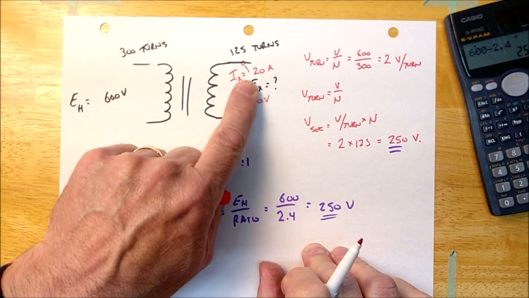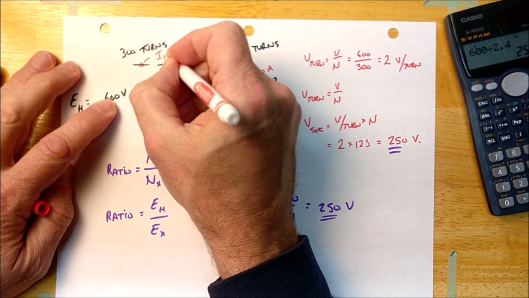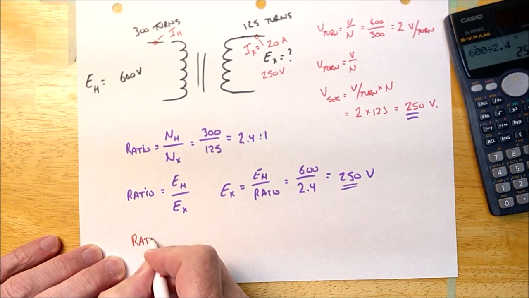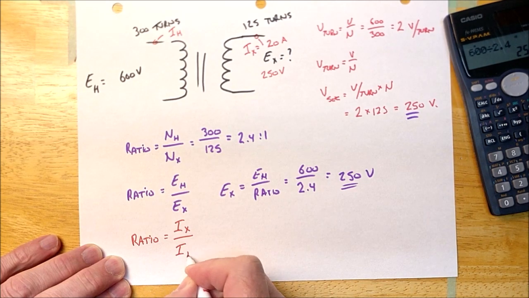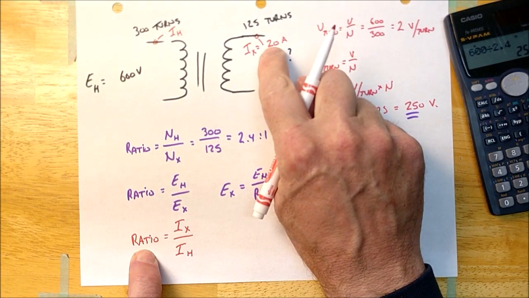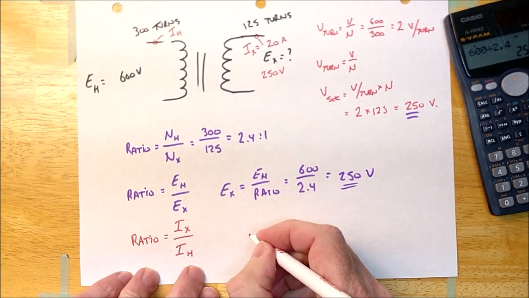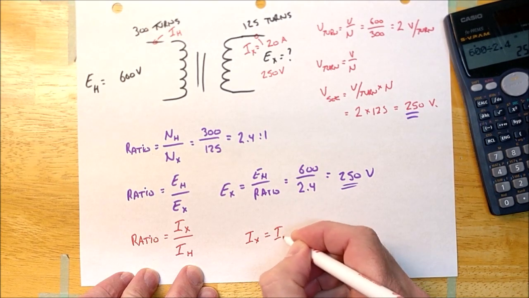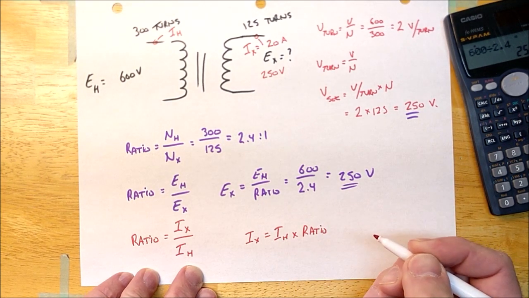And so if I know that the current here is 20 amps, I can calculate the current here, which will be IH. And to do it, I'm going to use another ratio formula. The ratio for every transformer is always going to be IX over IH. Now, I know the ratio, and I've given you IX, so what we're going to do is transpose this formula and solve for Ix. And in this case, Ix is going to be IH times the ratio. Okay, that's how that transposes.